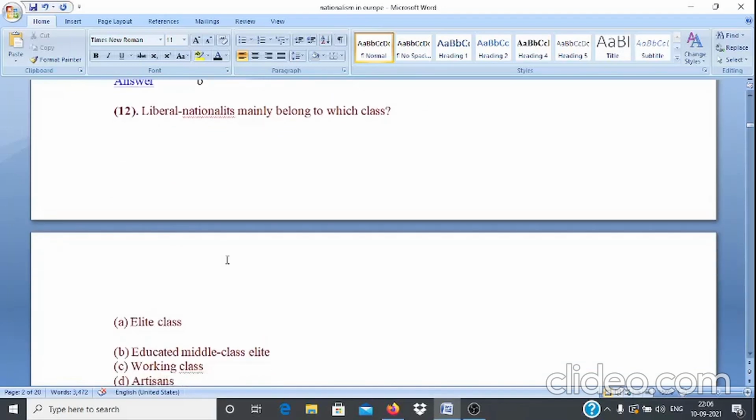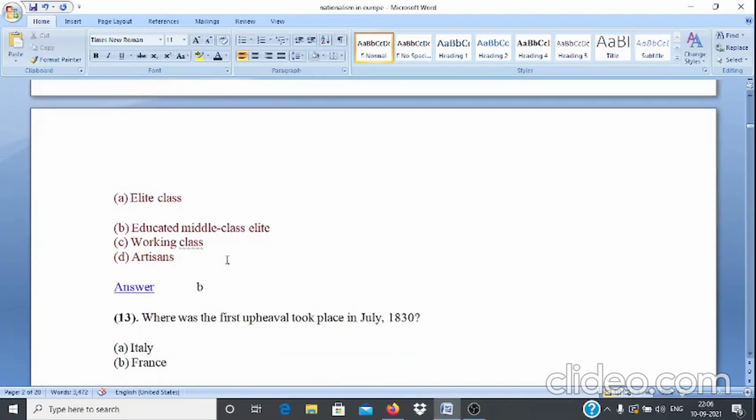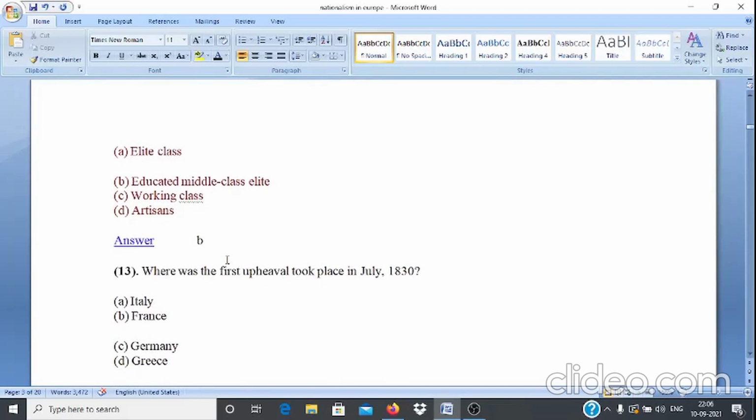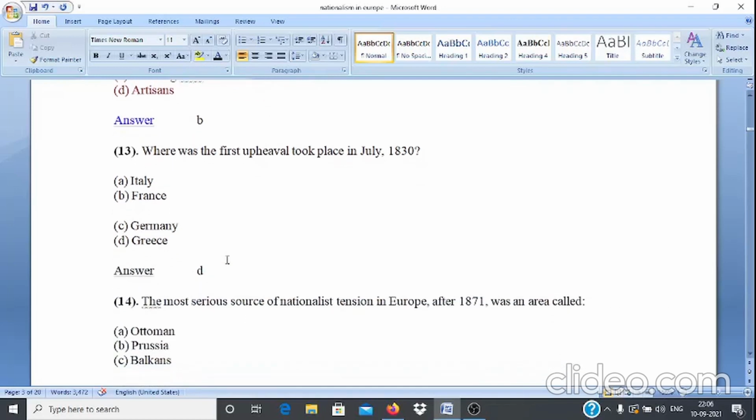Question number 12. Liberal nationalists mainly belong to which class? Options are A. Elite class, B. Educated middle class elite, C. Working class, and D. Artisans, and answer is option B, that is educated middle class elite.